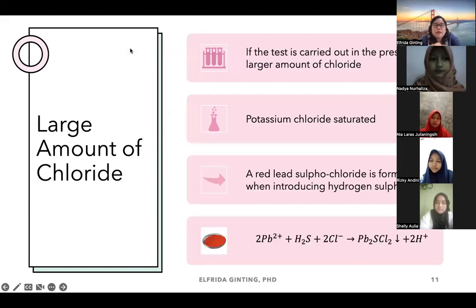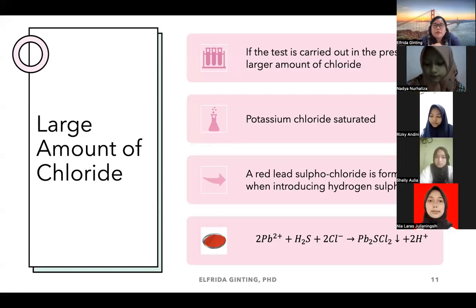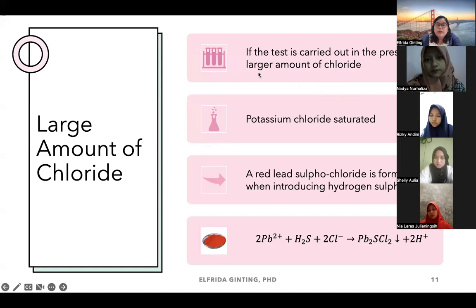Okay, now, what happens if you use a large amount of chloride? When you do the test, you will put a larger amount of chloride. For example, if you put saturated potassium chloride, you can see here this is the reaction. You have the cation of plumbum, you react it with hydrogen sulfide, and then you have a large amount of chloride in the reaction.